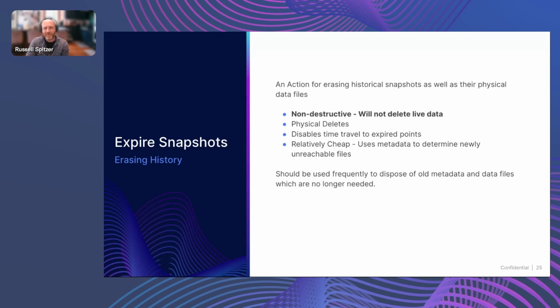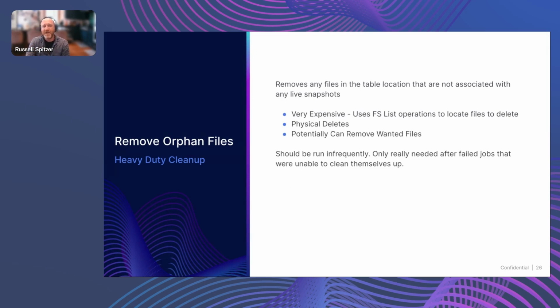Now, more expensive than this, and the last action I wanted to talk about, is remove orphan files. Now, I want to emphasize this is the most heavy-duty cleanup operation you can do. It's extremely expensive for two main reasons. The first is that we use the file system list operation to locate files to delete. You may be familiar that a lot of file systems like S3 do not have a very fast list operation. When we're doing these lists, it's pretty expensive.